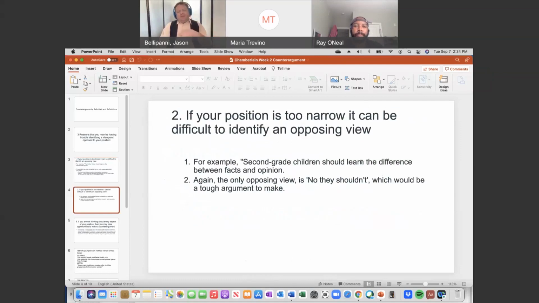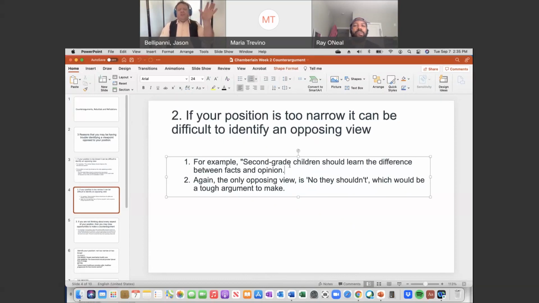The opposite is the problem too. If your thesis is too narrow and very, very specific, it's hard to come up with an opposing viewpoint, right? Second grade children should learn the difference between facts and opinion. That's so very specific. And you're like, I need to find something that says they shouldn't do that. You're never going to find that, right? So it's just too specific.